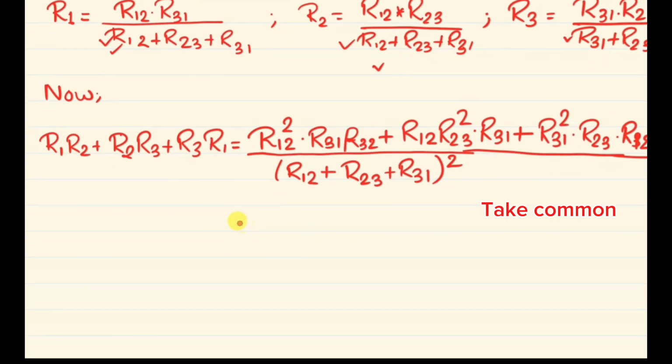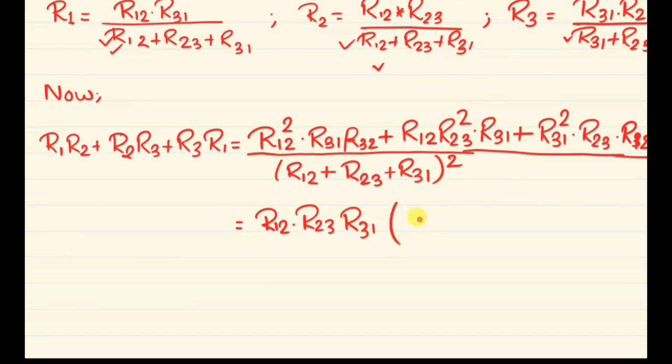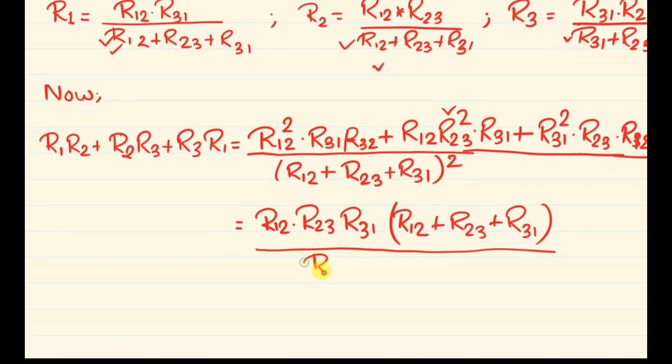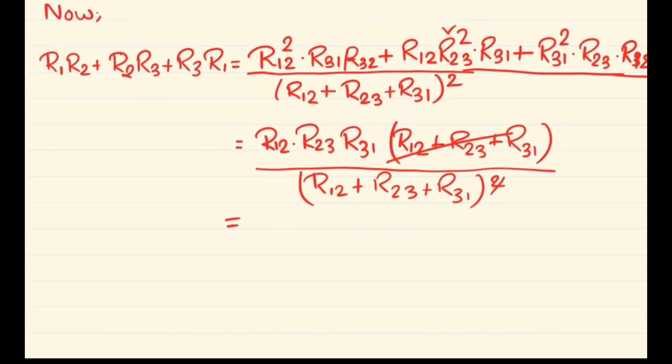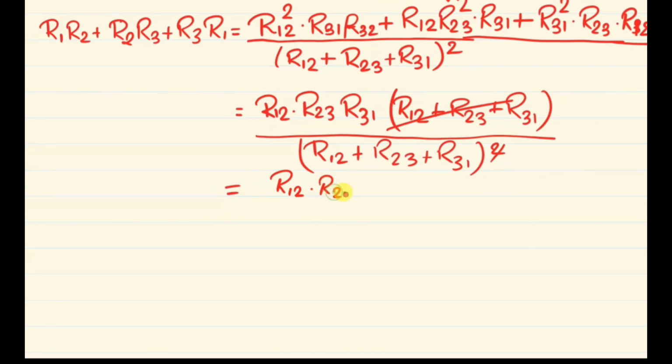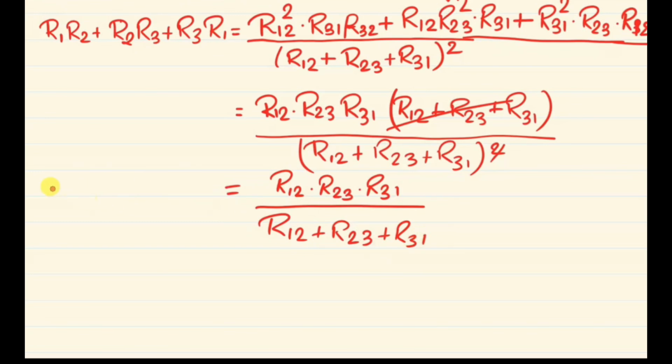After writing this, all you have to do is extract the common. So R12, R23 and R31 are common. After taking the common, we find that R12 will remain from this, here R23 will remain, and in this section you will find R31. In the denominator we already have R12 plus R23 plus R31 in square form, so this will cancel out, and the remaining will be R12 R23 R31 upon R12 plus R23 plus R31. So R1 R2 plus R2 R3 plus R3 R1 is given by this formula. Okay, so this one will be remaining.